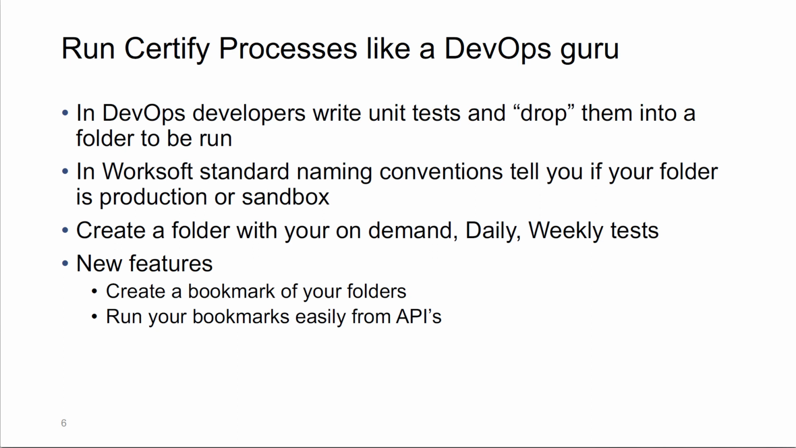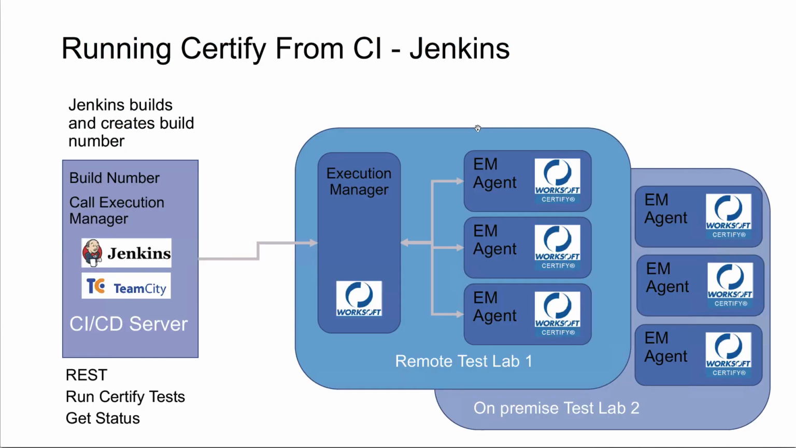In this video, we'll see some new features that let you create bookmarks for folders and run those bookmarks easily from APIs. The goal is that when you're running Certify from Jenkins, you've got your continuous integration. Some people think of it as your continuous delivery server, over on the left, doing your integrations, your deployments, and finally the delivery of your software. But that may not be exactly where your test labs are. So we'll make remote REST calls over to Execution Manager, which runs the tests in the right labs and passes back the results.